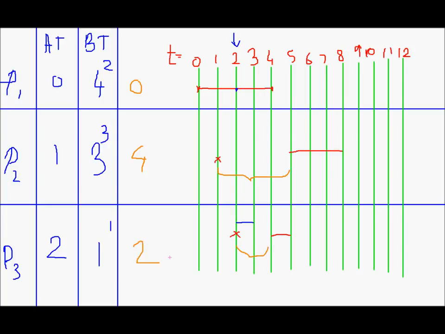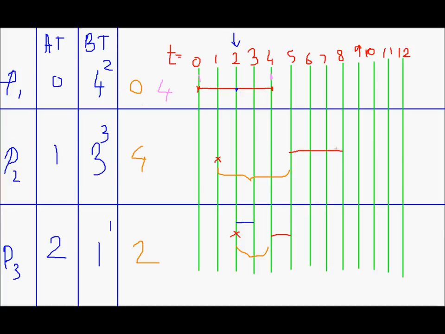Next we shall calculate the turnaround times. Turnaround time is the time at which the process completes execution since it has arrived. So P1 completed execution at this instant of time, and it arrived at the instant 0. So the turnaround time of P1 is 1, 2, 3 and 4. So 4 is the turnaround time of P1.